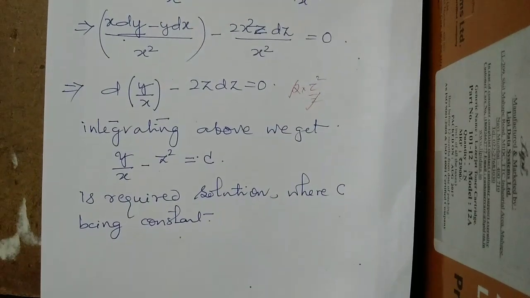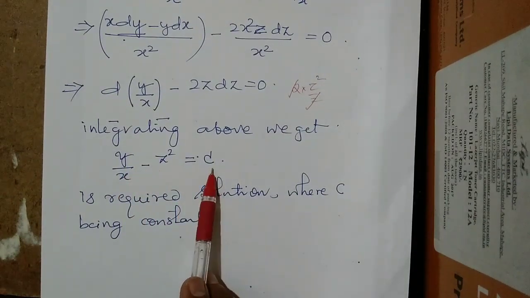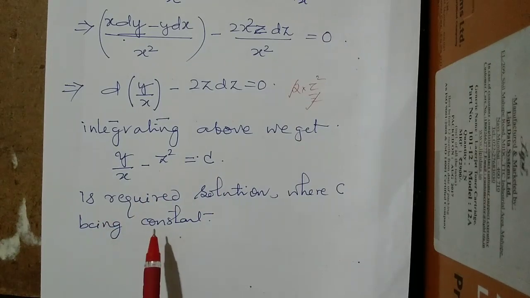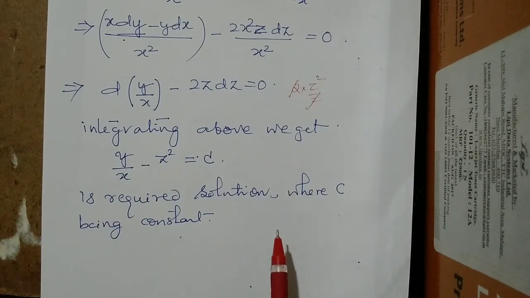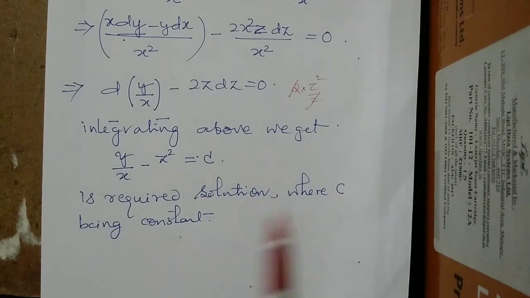Therefore the solution is y by x minus z square equals c. It is the required solution of the given differential equation, where c is an arbitrary constant. So this is how we find the solution of a given total differential equation by the inspection method.